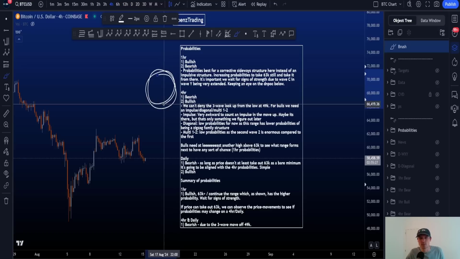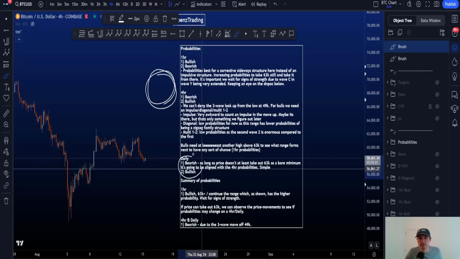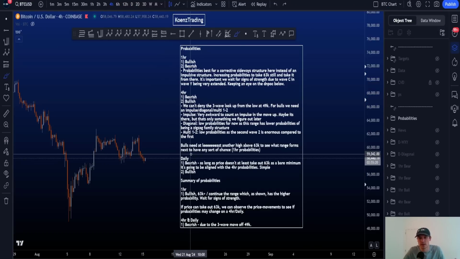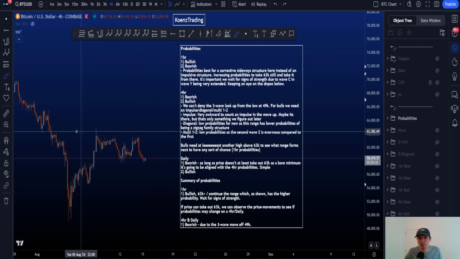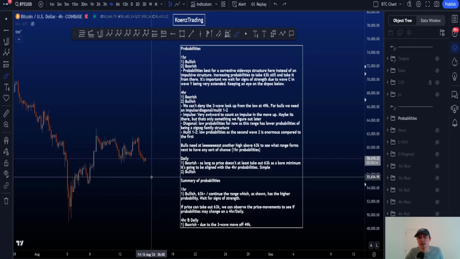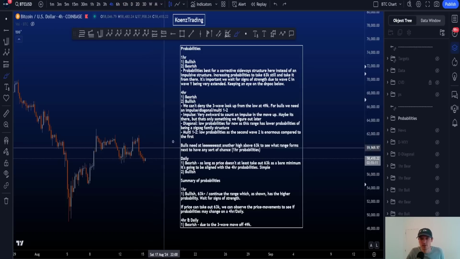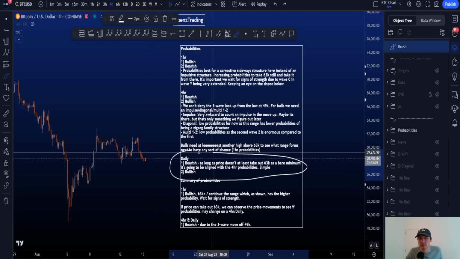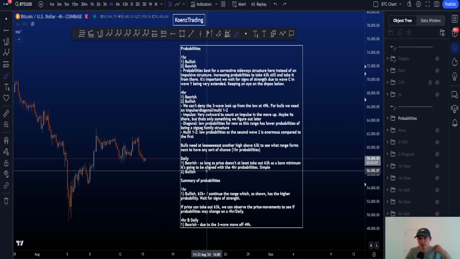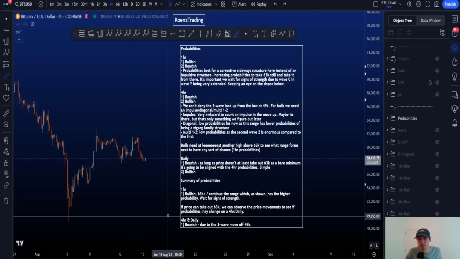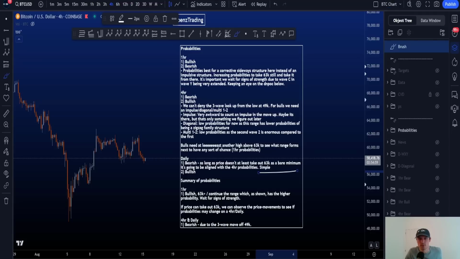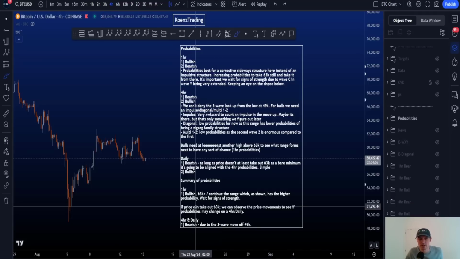And this is what's going to potentially change the probabilities on a 4-hour time frame and the daily time frame, which at the moment are labeled as bearish, but depending on the 1-hour time frame and the potential probabilities of taking the high at 63, those probabilities can change. Because on the daily, well, the daily simply follows the 4-hour probabilities, bearish, as long as price doesn't take out at least 63k as a bare minimum, right? So it's going to be aligned with the 4-hour probabilities. Simple, right?